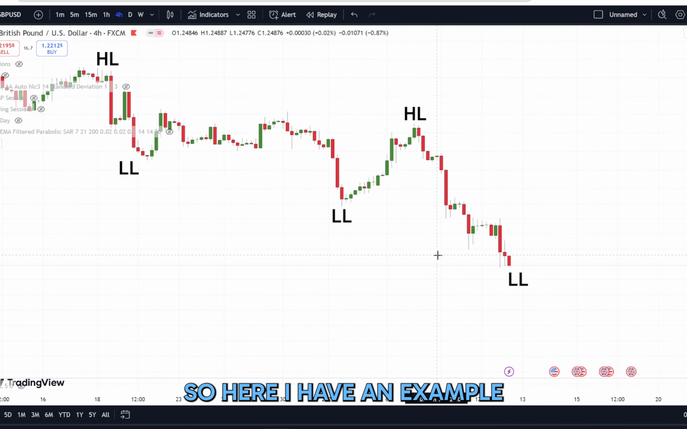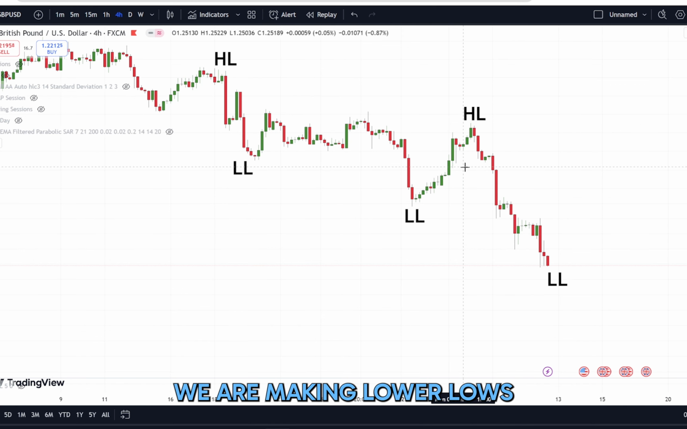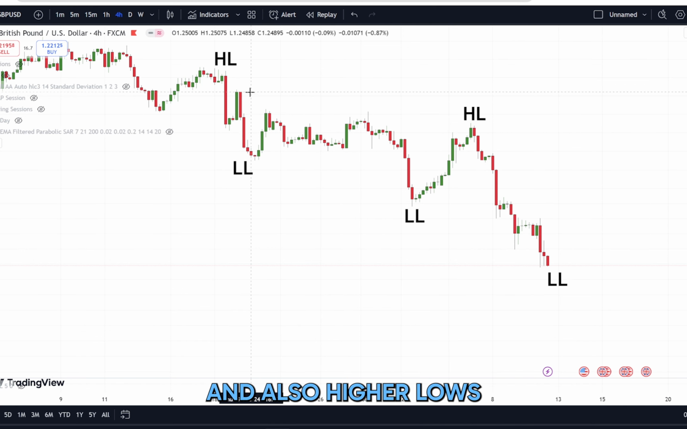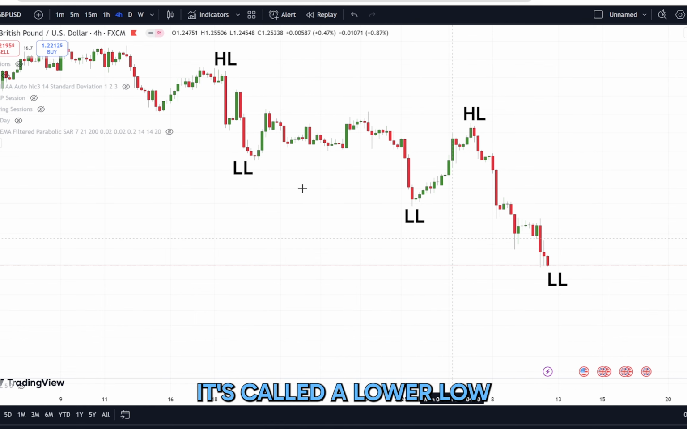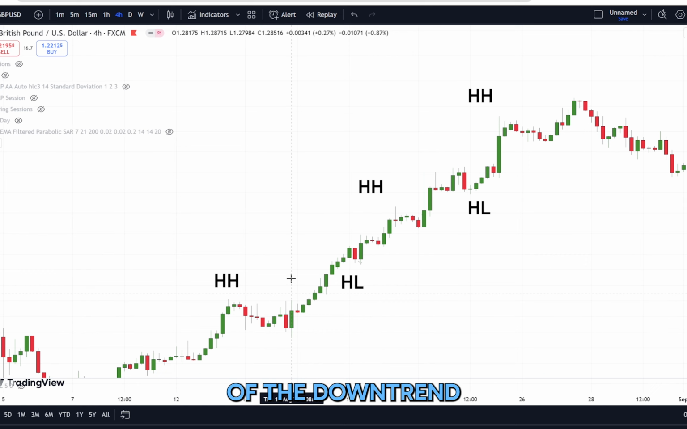So here I have an example of GBP/USD inside of a downtrend. As you can see, we are making lower lows and also higher lows. Each time price dips down, it's called a lower low. Every time price then moves back up, it is still called a higher low because we just didn't start going bullish. Now here is an example of an uptrend, which is the opposite of the downtrend, where we are making higher highs and also higher lows.